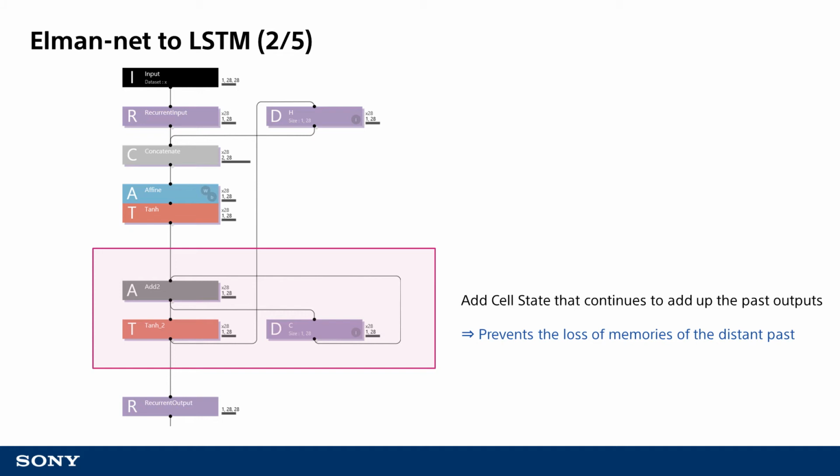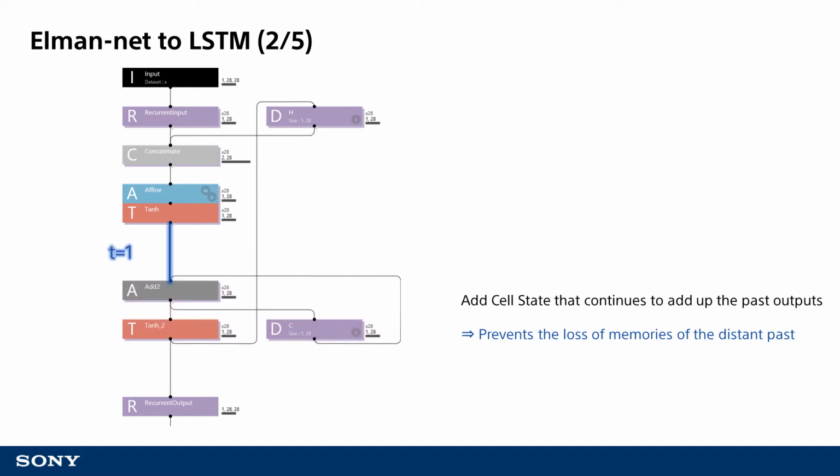This cell state continues to add up the output of Elman-net every time step. Specifically, the output of the first time step is added to the initial time step, and the result is transmitted to the next time step. And then the output of the second time step is added to the output of the first time step, and the result is transmitted to the next time step. This process is repeated every time step. In Elman-net, the output hidden state of each time step is rewritten, but by adding the cell state that adds up the time steps without rewriting the result, it is possible to retain the long-term memory.